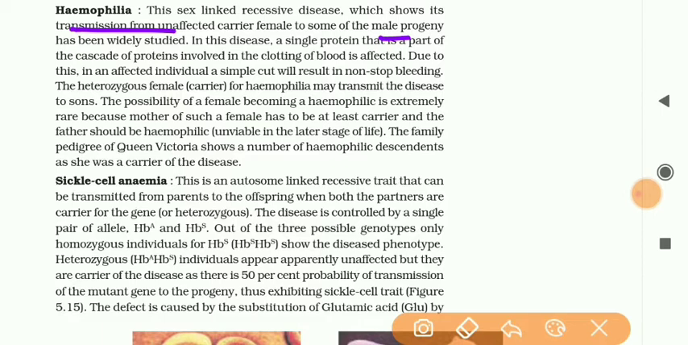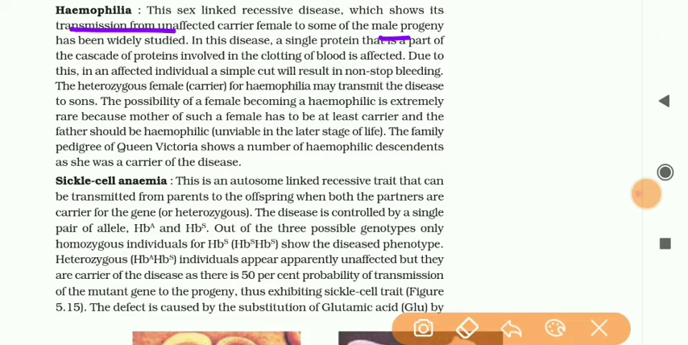In this disease, a single protein that is part of the cascade of proteins involved in the clotting of blood is affected. Due to this, in an affected individual, a simple cut will result in non-stop bleeding. After even a simple cut, the bleeding cannot be stopped very soon. It takes time, and the non-stop bleeding occurs.